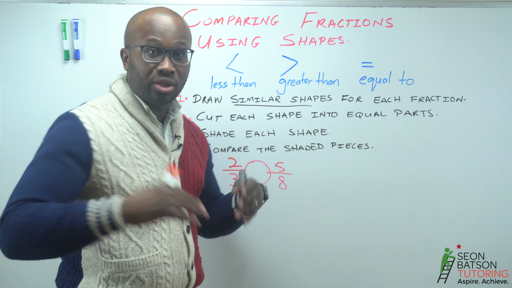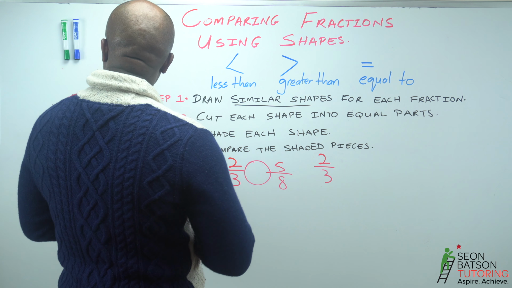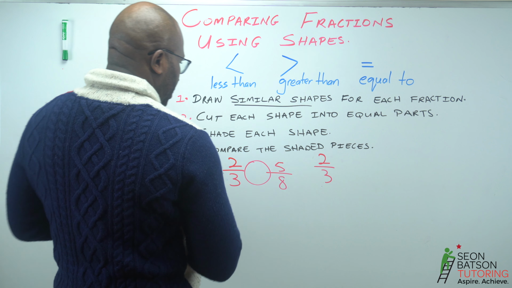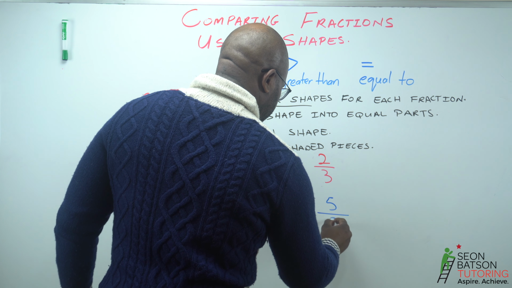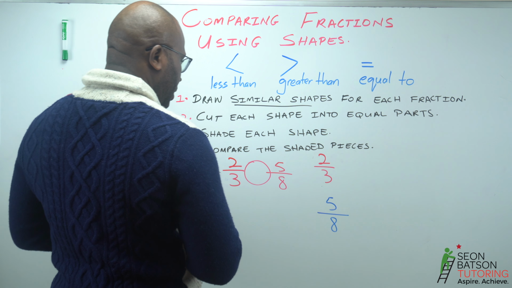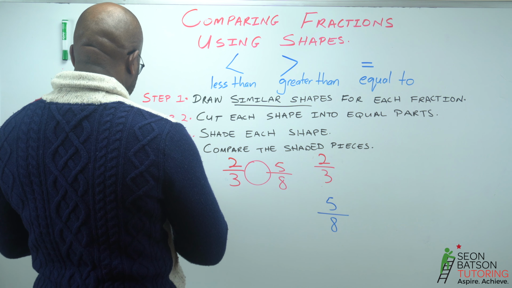Now, welcome back. Let's see if we get the same answer. I know you guys had fun, yeah? So the first fraction here is 2/3. So we're gonna put our first fraction here. And the second fraction is, let's use a different color, 5/8. Yeah? So what is the first step? The first step will be to draw similar shapes for both fractions, yeah?